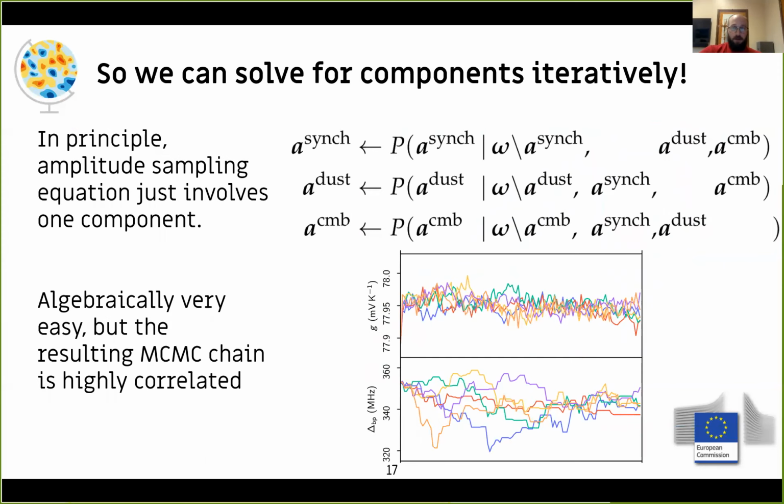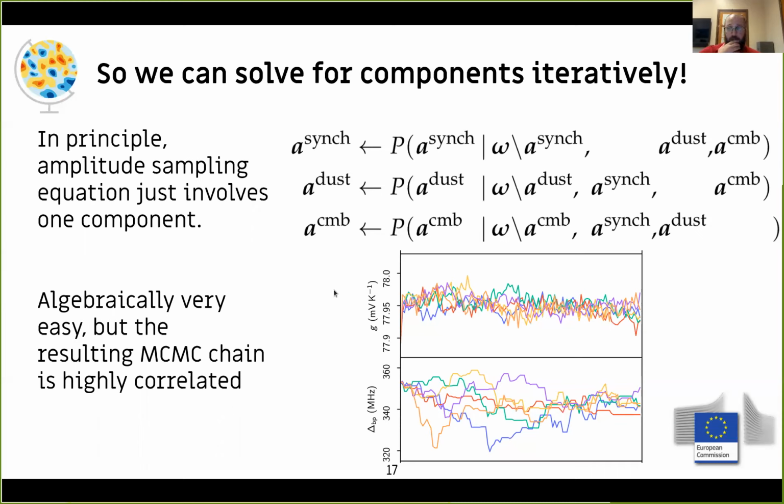So for example, basically the iterative components before, you can solve for the synchrotron amplitude while keeping the rest of them fixed, solve for dust while keeping the rest fixed, and then solve for CMB while keeping the rest fixed. And this is something that you can implement yourself in a Gibbs sampler, and you can see this behavior.